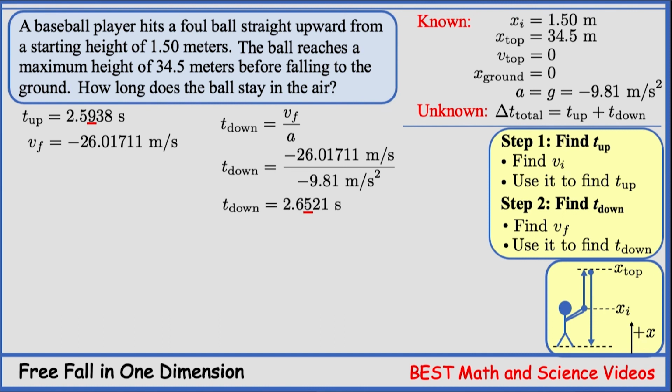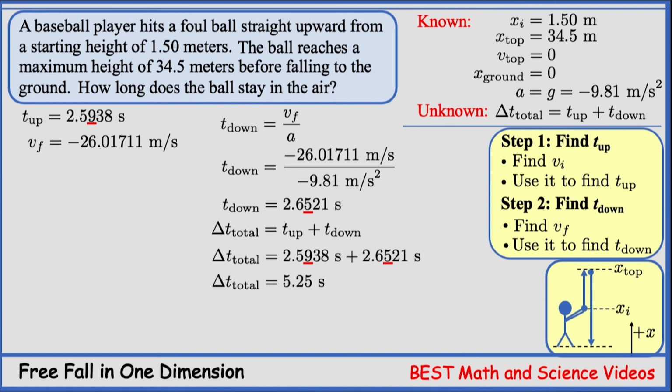So now, the total time that the ball was in the air is t up plus t down. So, substituting these values, we get t total equals 5.25 seconds, which is rounded to the hundredths place, like both of the numbers we've added. And this is your answer. The baseball stayed in the air 5.25 seconds.